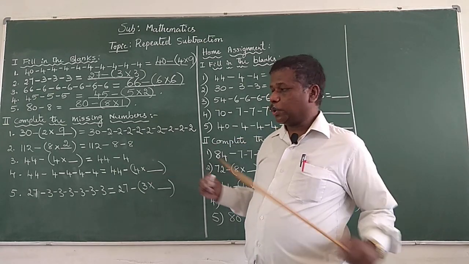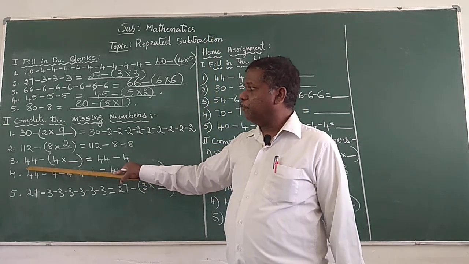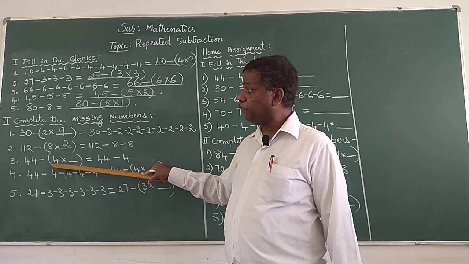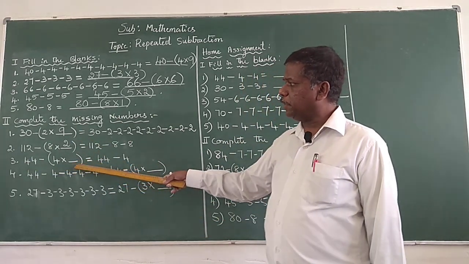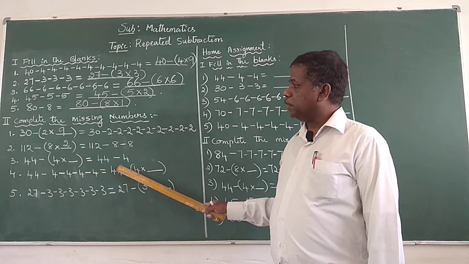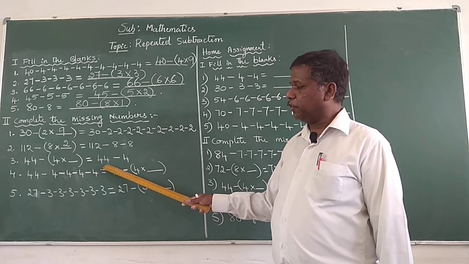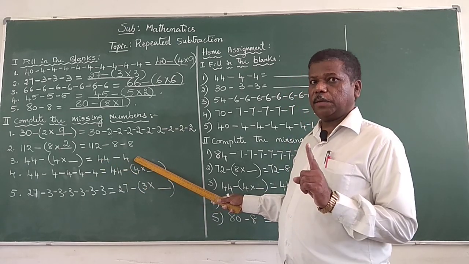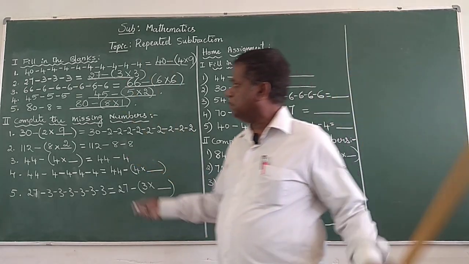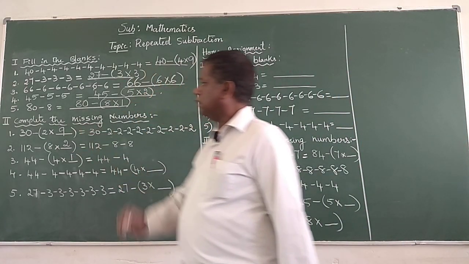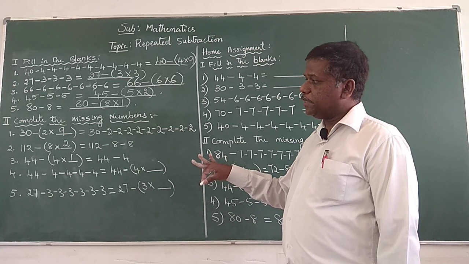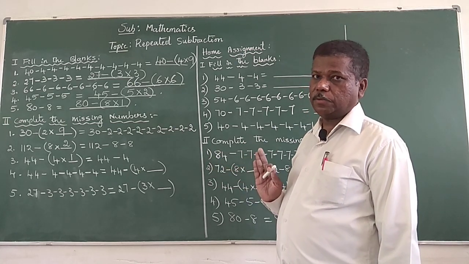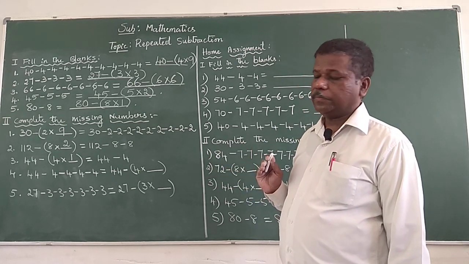This is the third question, which is even more simple. 44 is a number from which 4 is subtracted. How many number of times? Not given. So let us see here. 44, 4 is subtracted only 1 time, isn't it? So it is easy. I only have to write here 1 time. 4 is subtracted once from the number 44.